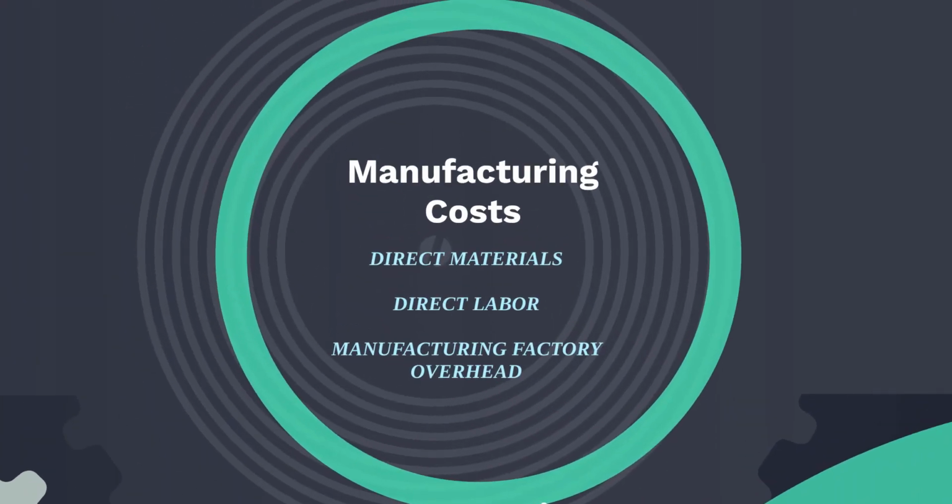Let's review the manufacturing costs. These consist of the 3 product costs: direct materials, direct labor, and factory overhead. If we add those 3 product costs together, you will get your total manufacturing costs.